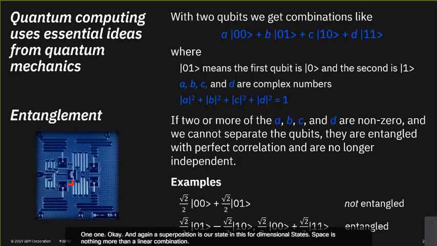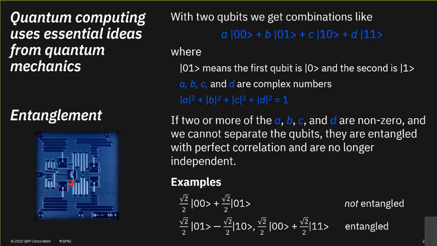And again, a superposition, or a state in this 4-dimensional state space, is nothing more than a linear combination, the A, B, C, D's multiplying those particular basis states. And there's a condition that the sum of the squares of the moduli of A through D has to equal 1.